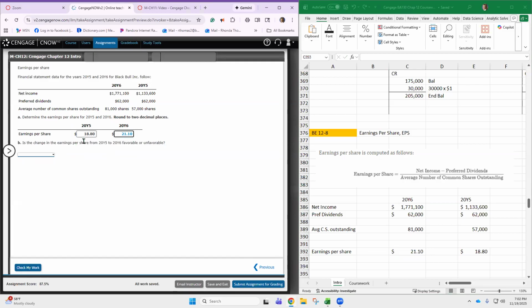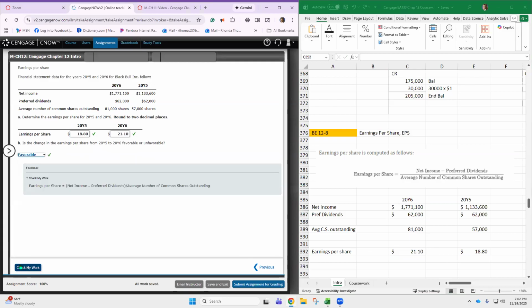Is it favorable or unfavorable? Well, the more there is earnings per share, the better. Yep, there it is. So, okay, guys, that's it for chapter 12's intro problems.